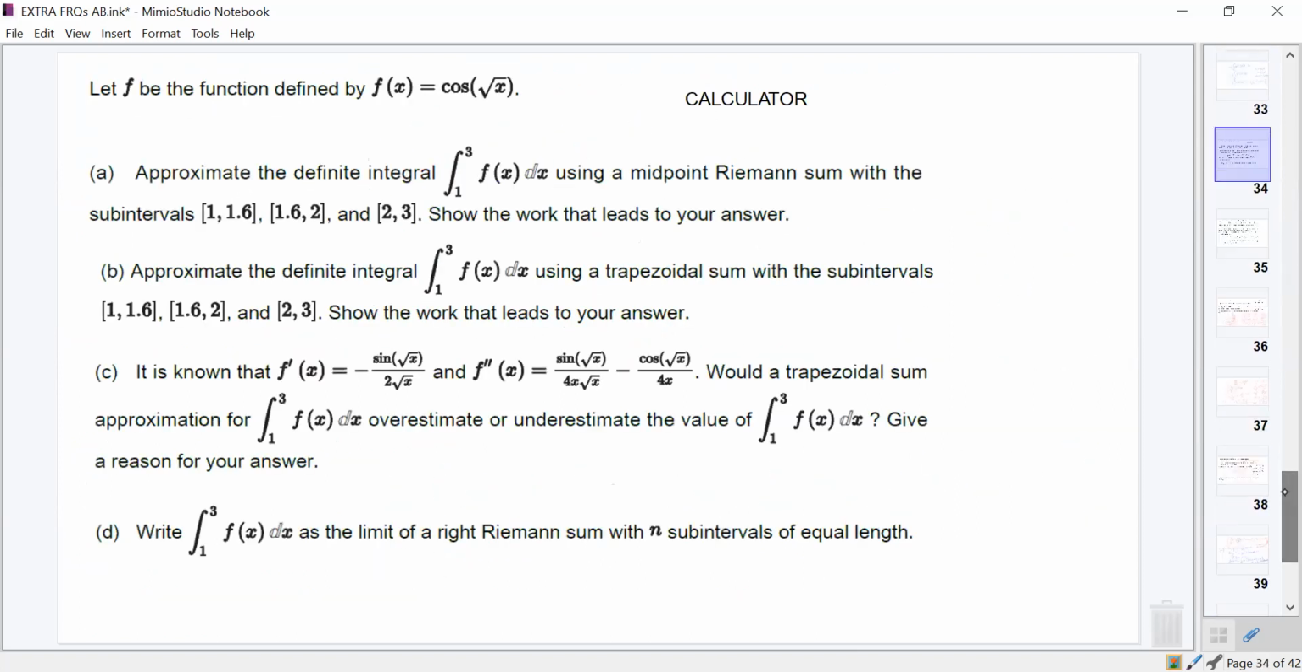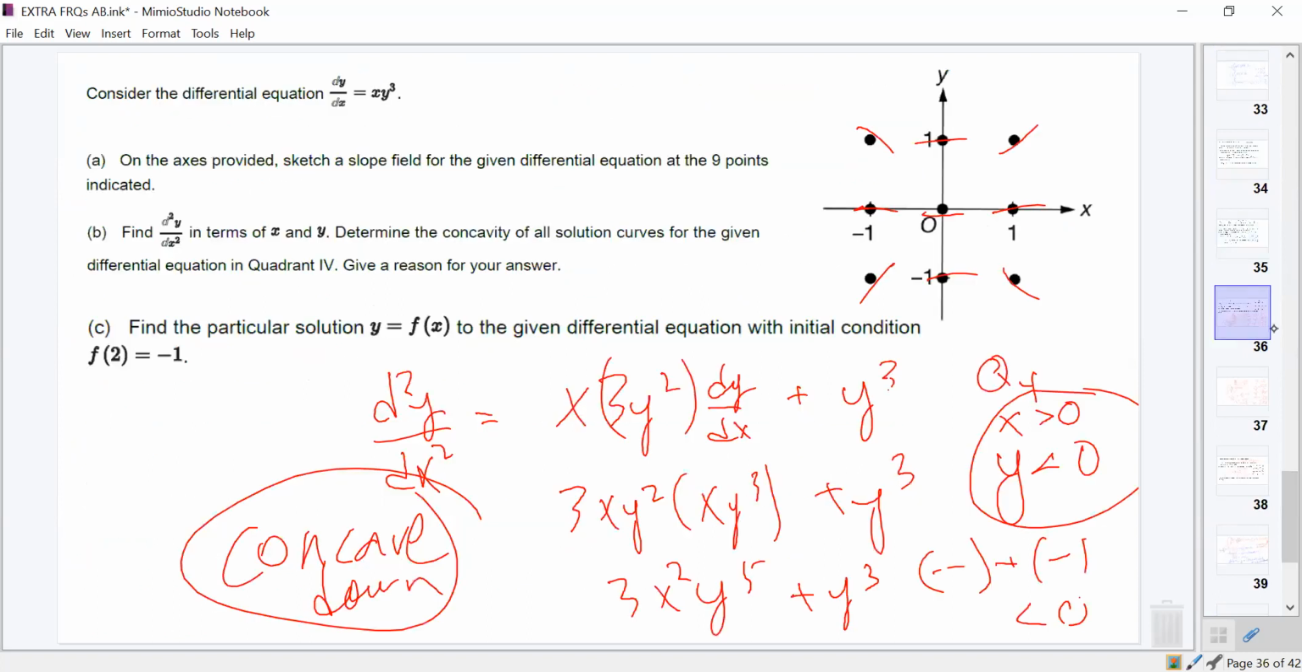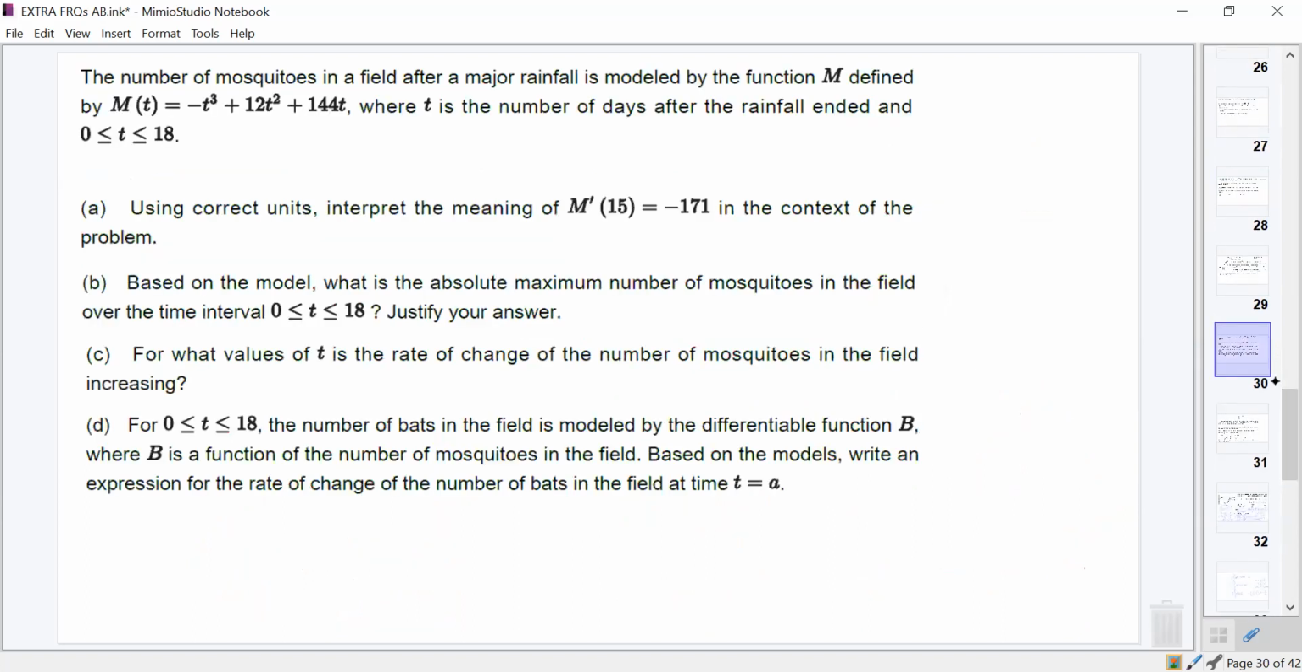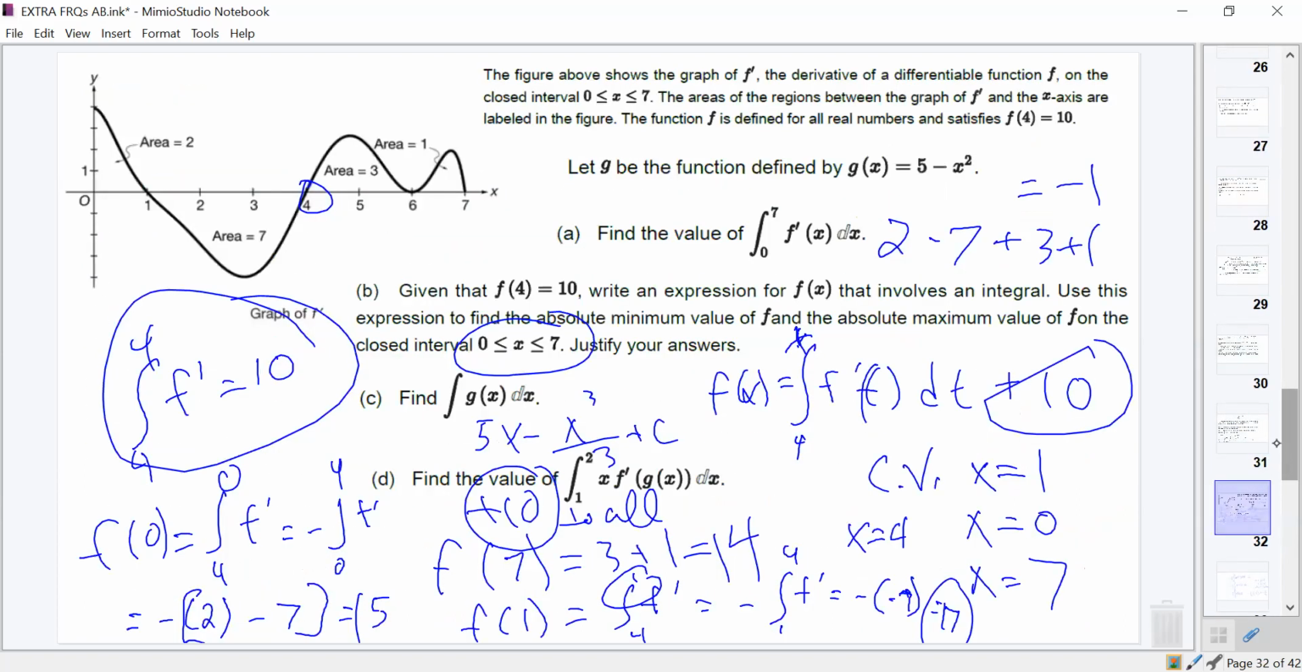The only one I would have said that you would need a chart for was the one we just did, right? Where we would have made a chart with all of these values. We would have said at x equals 0, it's 10, at x equals 1, 17, at x equals 4, it's 15, and at x equals 7, it was 14. So you just make a chart of those to prove the absolute max or absolute min. I don't think I have another one like that though.